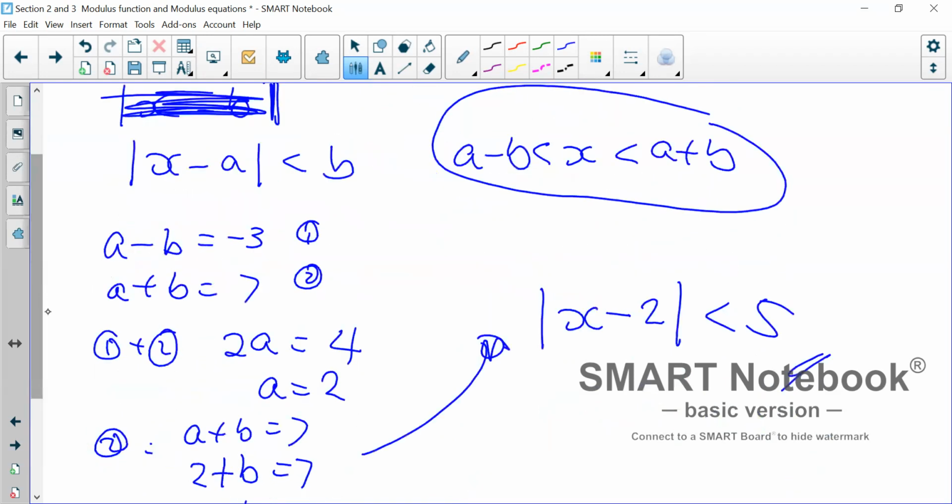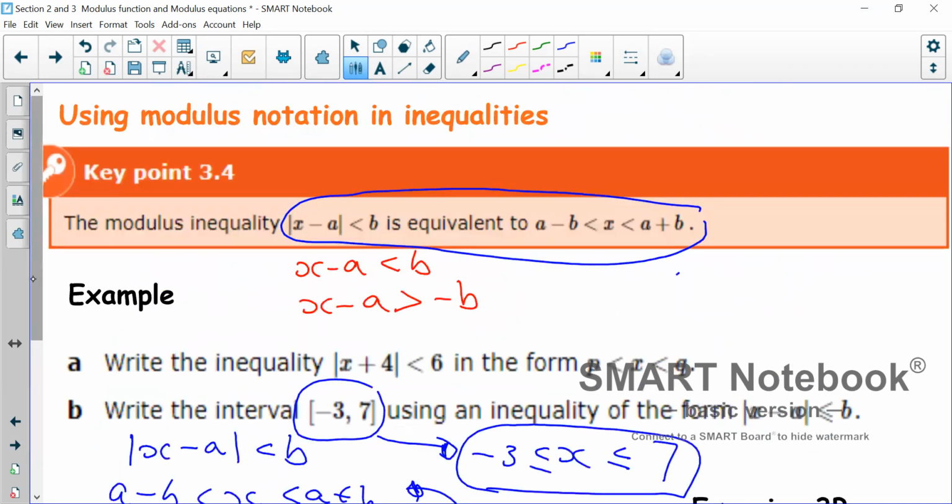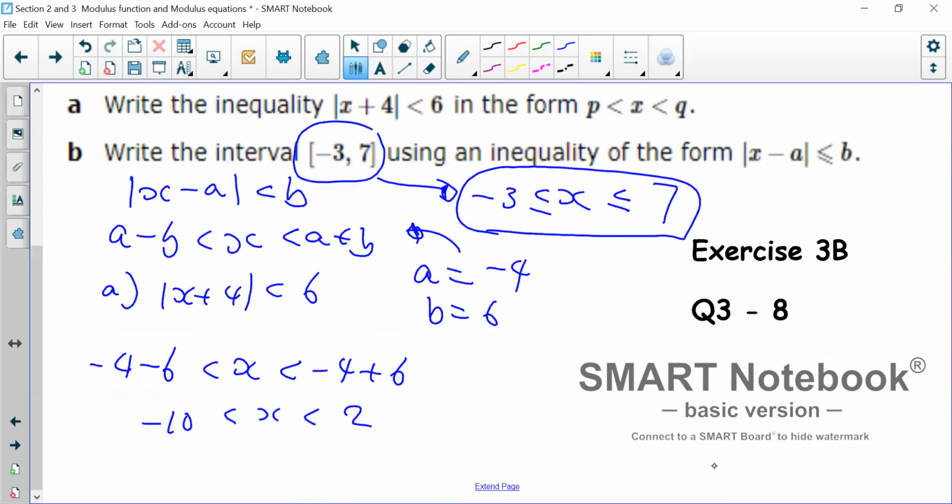Right. Okay, so after this question, I would like you now to complete the remainder of your exercise 3b, please. So question 3 up to question 8. Please remember the answers are printed at the back of the sheet.